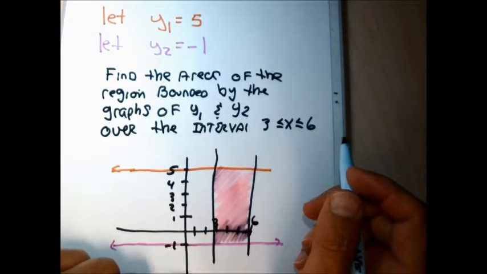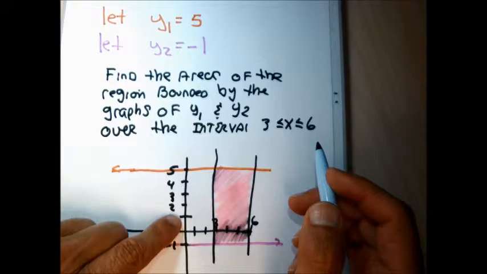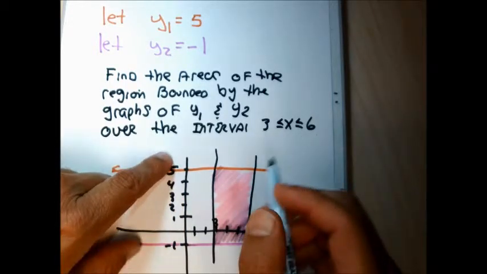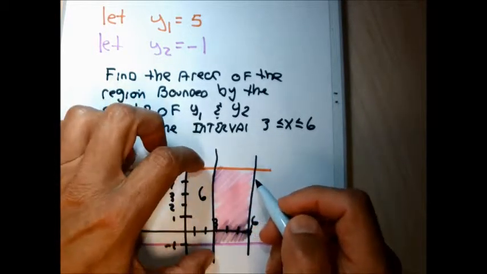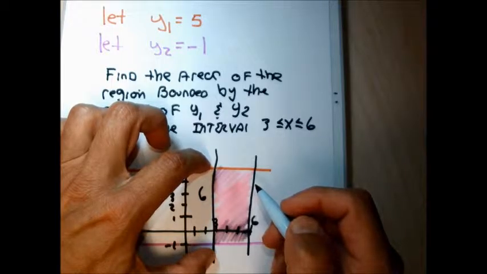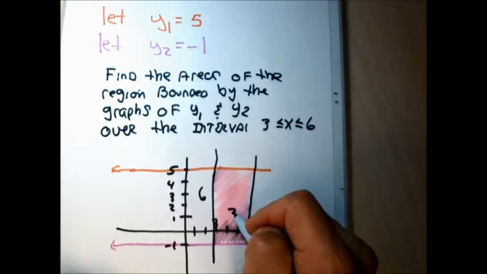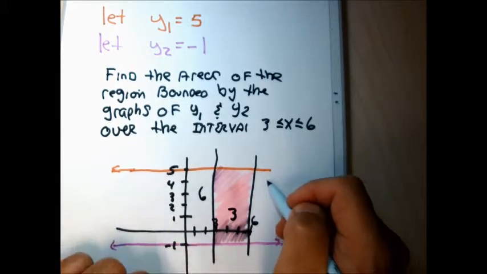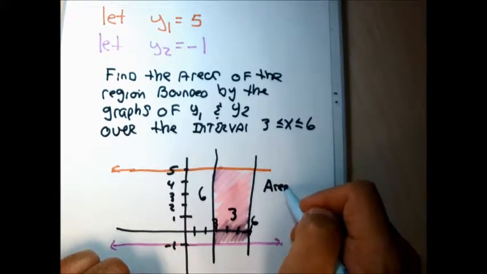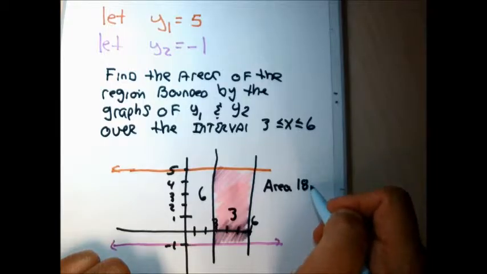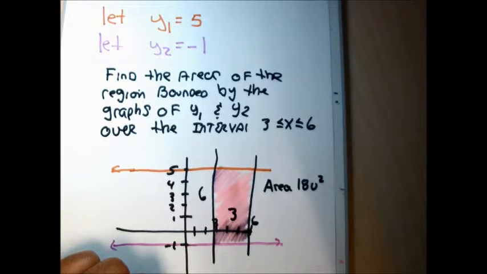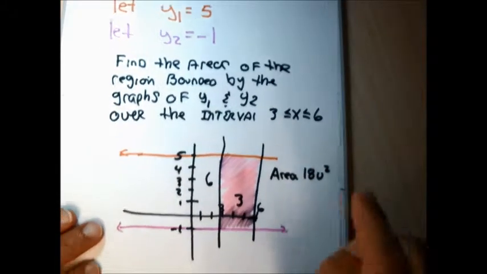So this is a rectangle again. It has a height of 1, 2, 3, 4, 5, 6, or a length of 6. So from the bottom to the top, the rectangle is 6 units. And going this way, again, it's 1, 2, 3 units. So the area that I have shaded here is going to be 18 units squared. To find that 18 using calculus, I do the same thing.